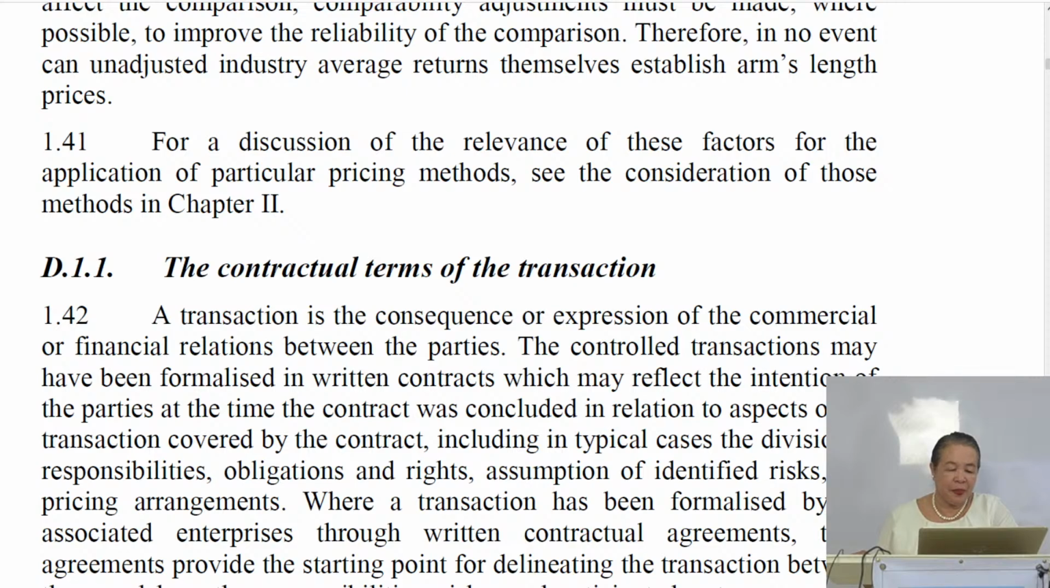So, the discussion of the relevance of these factors for application of particular pricing methods is in Chapter 2. But for our study tonight, we will stop at this point, and then we will continue next time. We will continue with the contractual terms of the transactions.